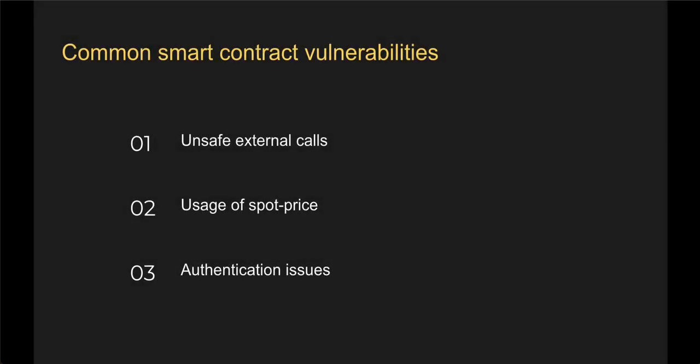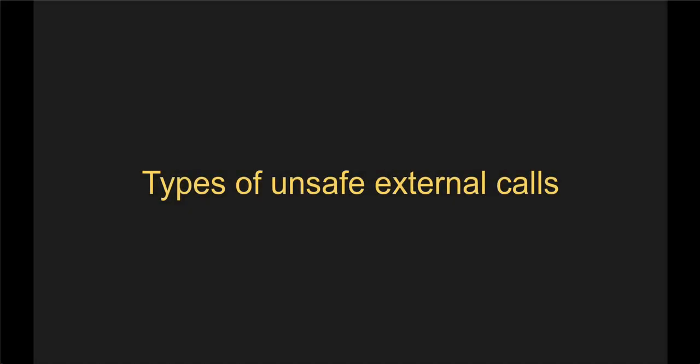So, the common smart contract vulnerabilities. We have 3 major types that we'll go over. First, we have unsafe external calls, we have usage of spot price, and we have authentication issues. So let's start with the unsafe external calls.